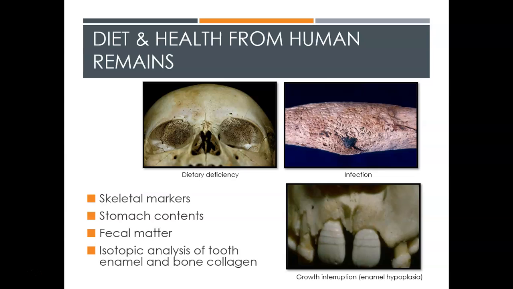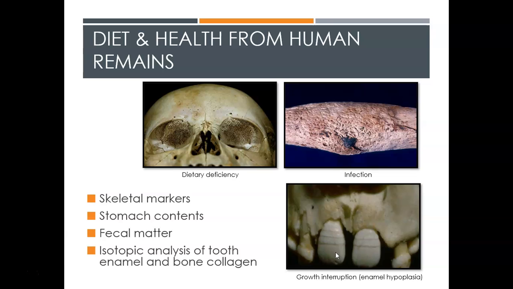We could also look at individual diet and health using human remains. And if we have a number of remains from a population, we can then extrapolate this to understand what overall health and diet was like within a population. So we use some of the same markers that, again, we use for mammals and other faunal remains. So we can look for skeletal markers, so things like enamel hypoplasia. These are basically lines that form in the enamel of teeth as a result of periods of feasting and famine.